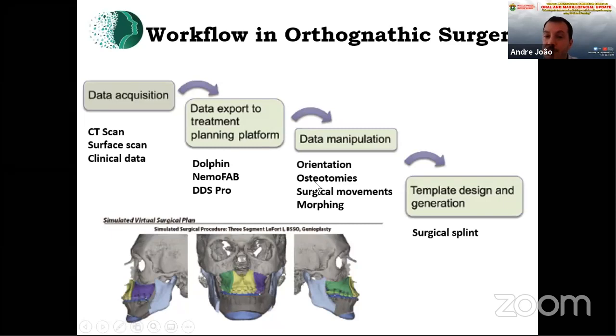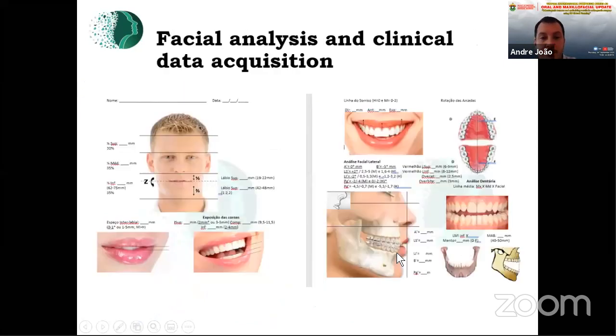It's difficult, and then you can do the osteotomies. You can plan your surgical movements. You can see what the soft tissue changes are, and then you create your surgical splint. With this, I would say you are ready to go to surgery.